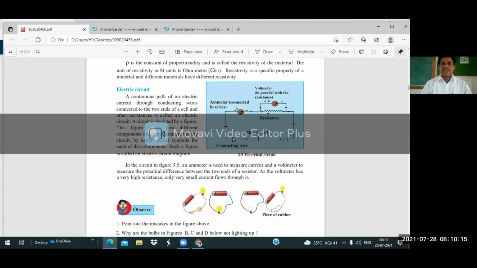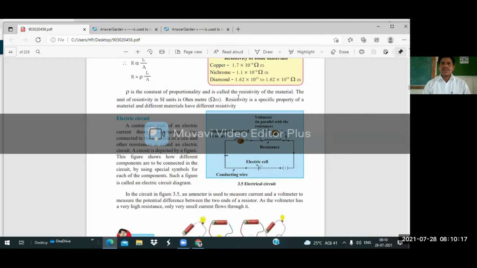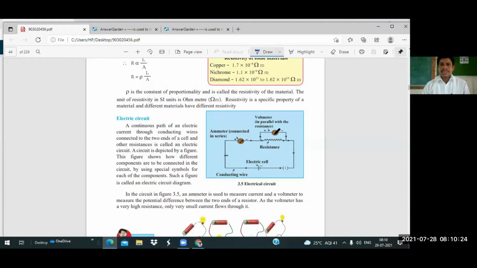Yesterday, we spoke about this electrical circuit. An electrical circuit is made up of different components. The first component is the conducting wire. Then the electric cell, which means the battery.